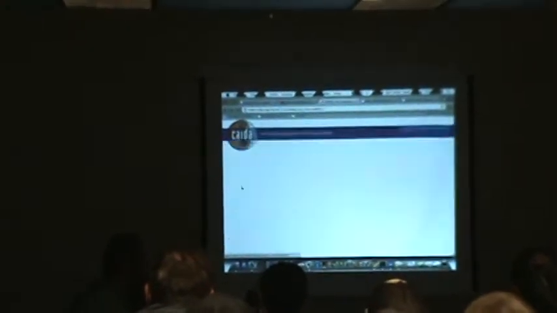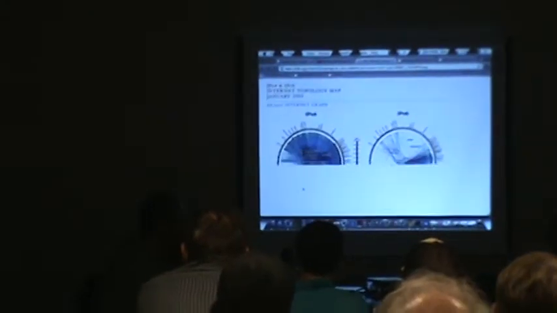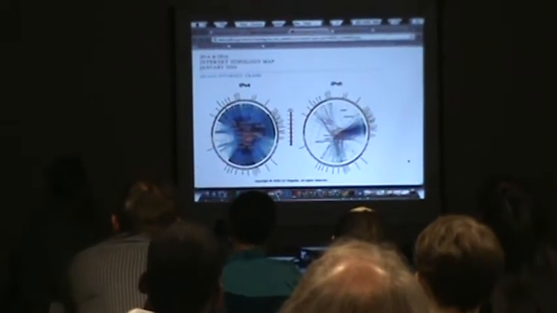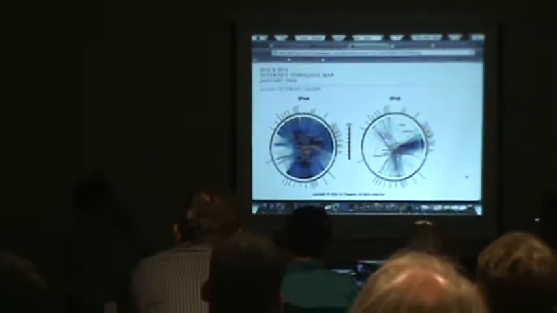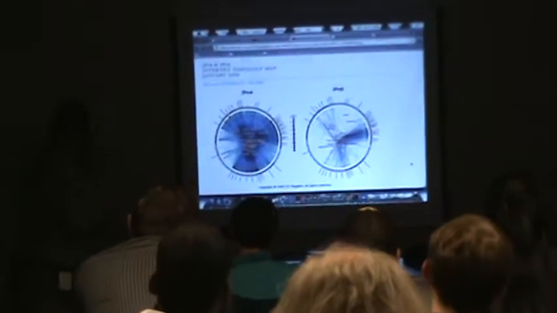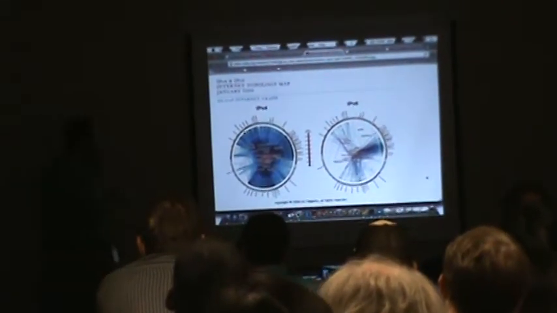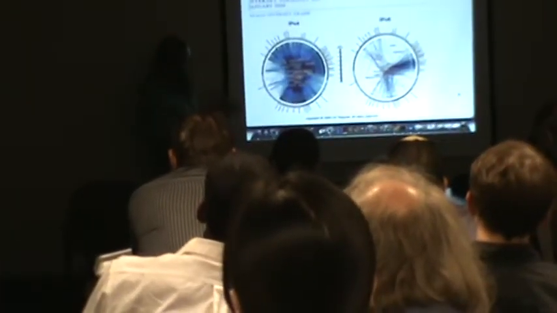Another kind of visualization is actually one of my favorite charts. See if I can get it to zoom in. Yeah, this ends up being an interesting visualization of the topology of the IPv4 internet and IPv6. And if I can pull up the PDF, it's well worth looking at these guys. It actually shows how they have mapped.